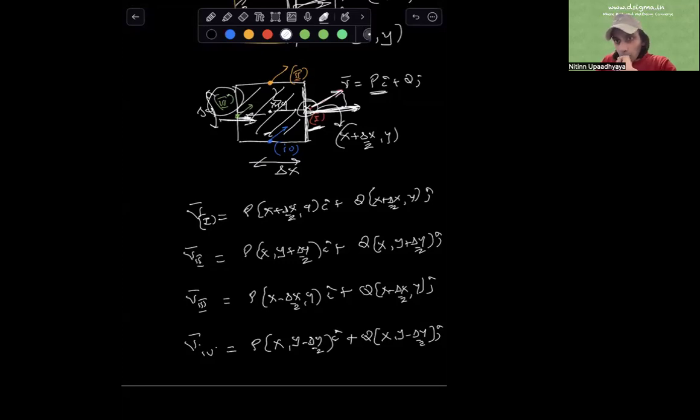So perhaps we want to calculate the net flow outside of this region. Then the net flow outside of the region will be the one that's flowing out from here minus the one that's flowing out from here. However, this is just the components which are taking the flow away or into along the x direction. There is also the component of flow which is coming in or going out along the y direction.